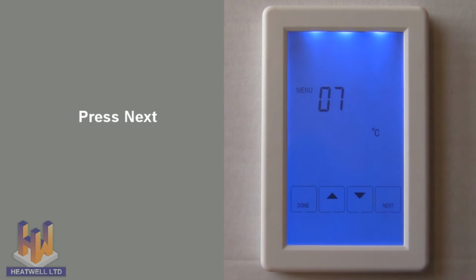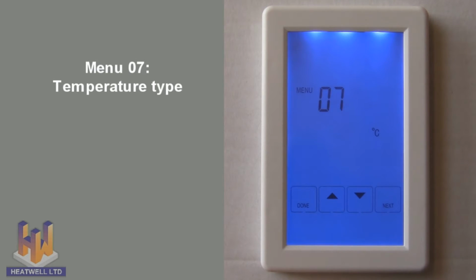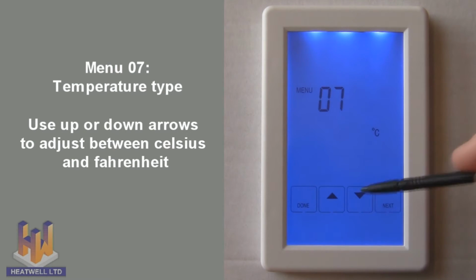Menus 4, 5 and 6 may not be available for programming depending on your unit's installation, which means the next option will be menu 7, which is used to change between Celsius and Fahrenheit. In this case, we will select C for Celsius and press Next to move to the next menu.